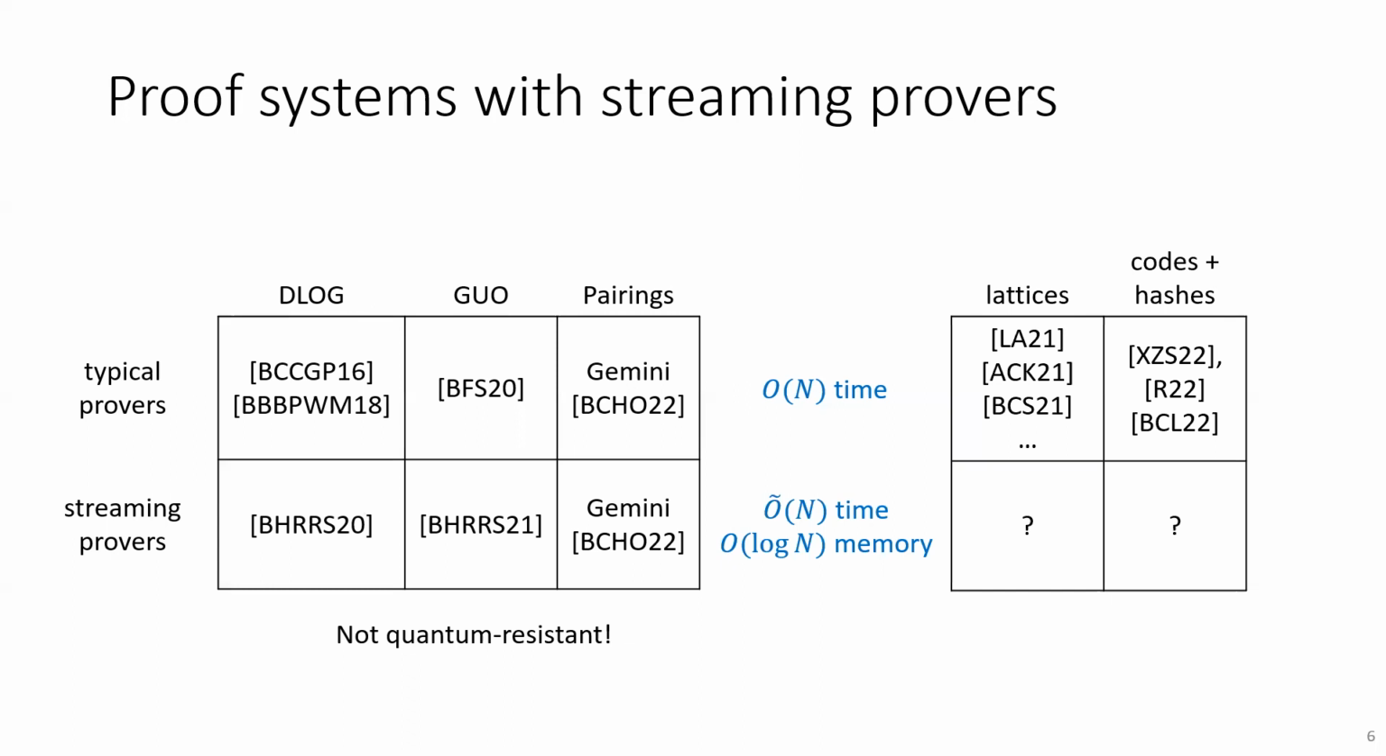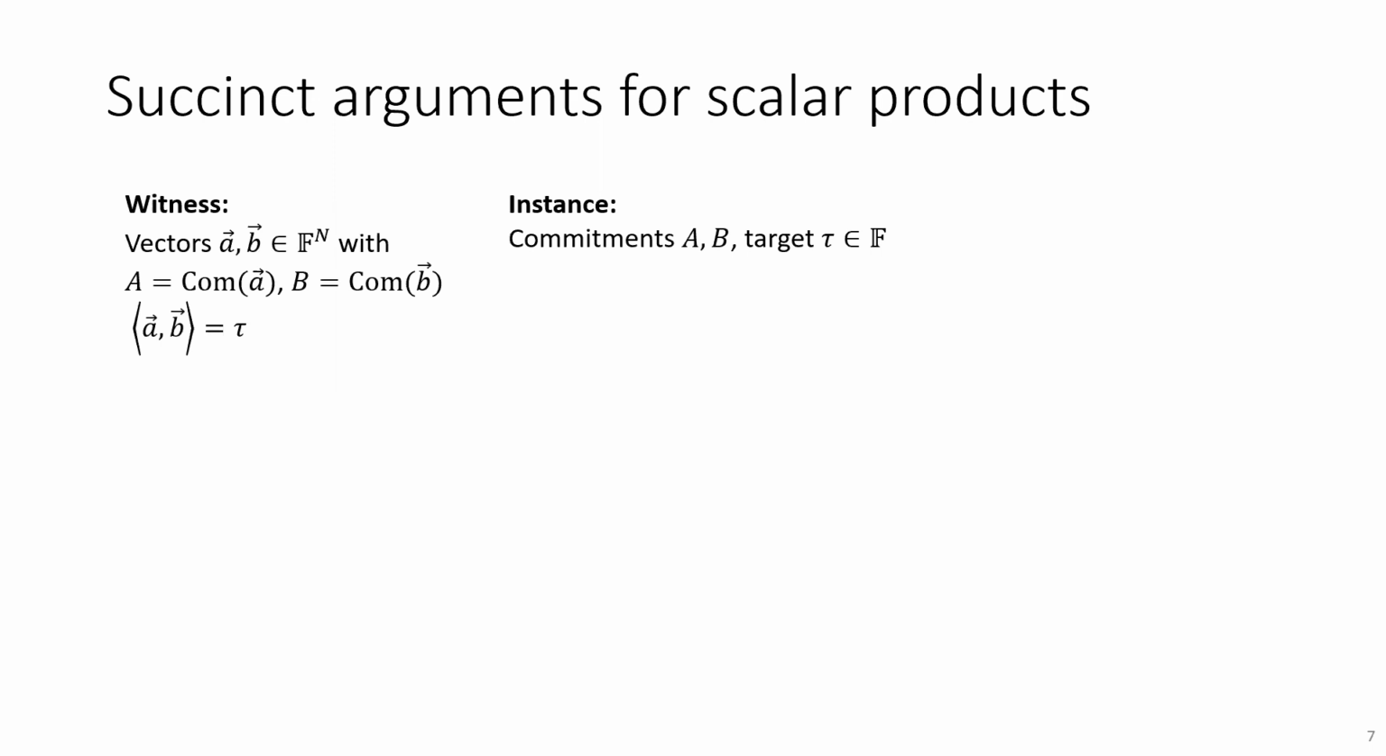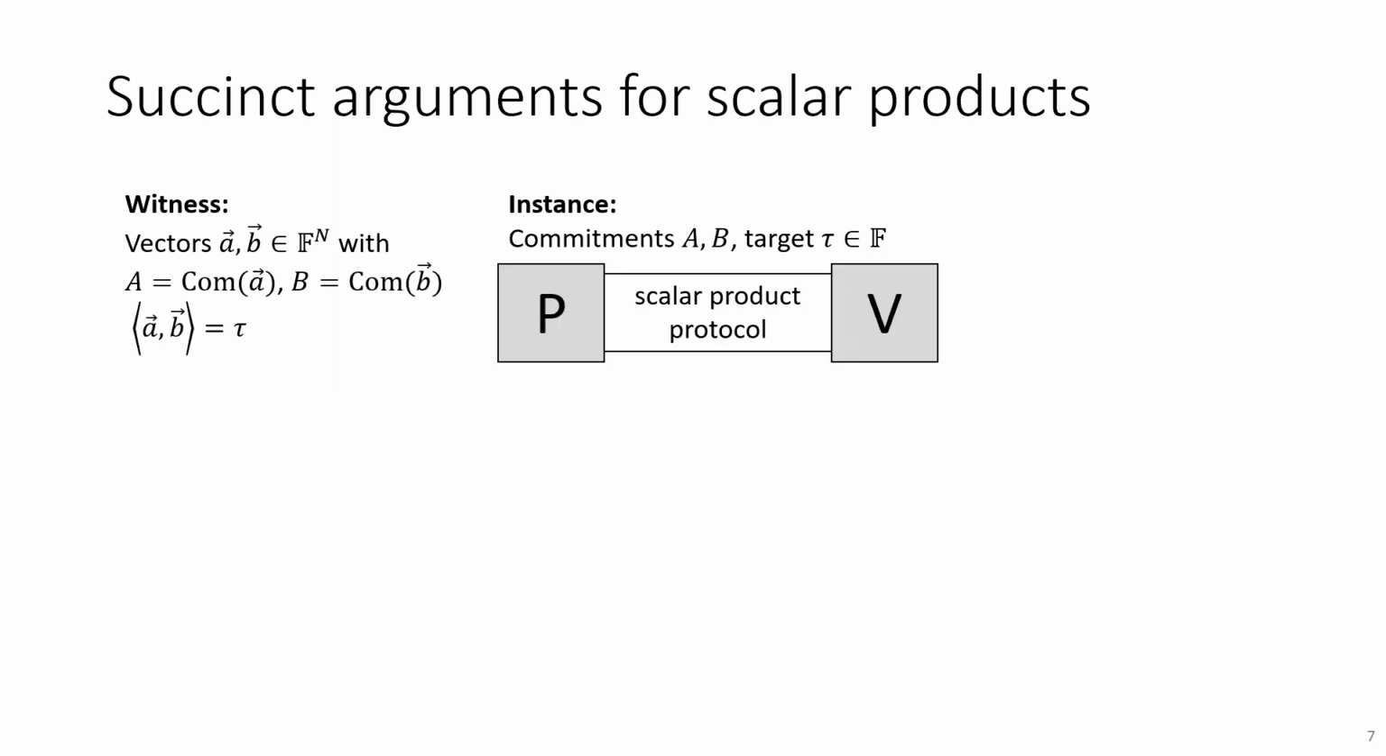So I'm going to explain at least how I think about this and how we might go about constructing these types of things and what the problems with them are, like what kind of limits they have. Instead of focusing on general arguments for arithmetic circuits, we're just going to focus on scalar products. So we're going to think about a simple instance where we've got 2 commitments, A and B, and a target value. And the prover's witness is 2 vectors, like a vector A, which goes inside the commitment capital A, and a vector B, which goes inside the commitment capital B. And then the scalar product of the 2 is equal to this target value. So we're just going to focus on that.